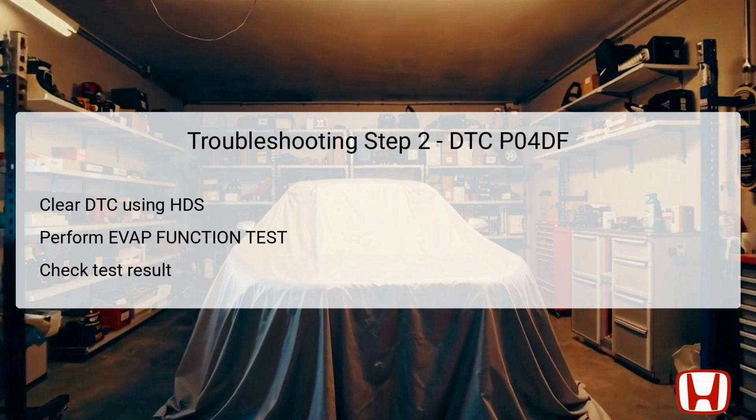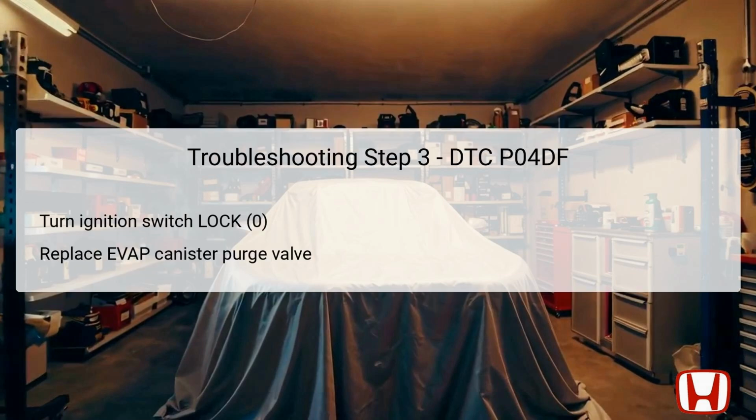Conversely, if the test fails, this directs the technician to proceed with the next diagnostic steps to pinpoint the exact malfunction. In the event that the EVAP function test does not yield positive results, the next troubleshooting step is to turn the ignition switch to the lock 0 position to ensure that the vehicle's systems are fully powered down. Once the ignition is off, the technician should replace the EVAP canister purge valve.